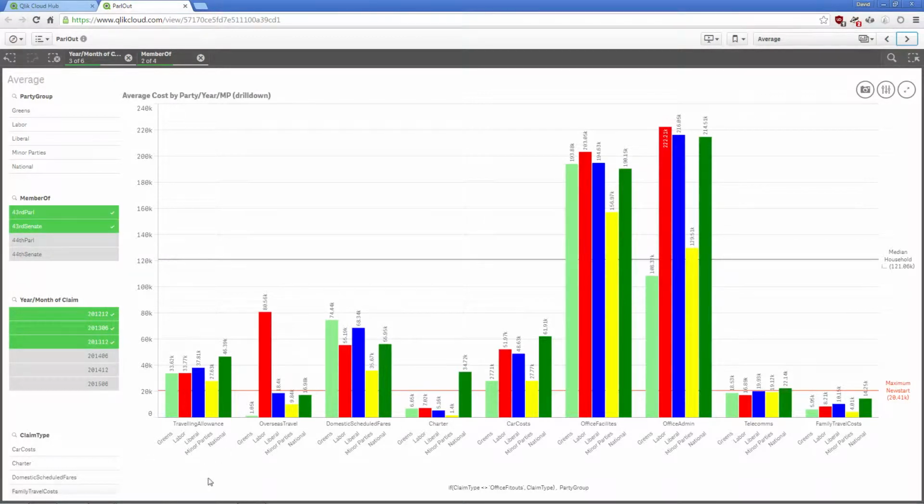This is what I like. This has a breakdown of all the individual categories of entitlement: travelling allowances, overseas travel, domestic fares, any other charters, car costs, office facilities, office admin, telecoms, family travel. On the right hand side I've also got the median household income and the maximum New Start payment. Both of those are scaled to the number of periods, so this is the maximum New Start over 3 periods, which is 18 months, and the median household income for the same.